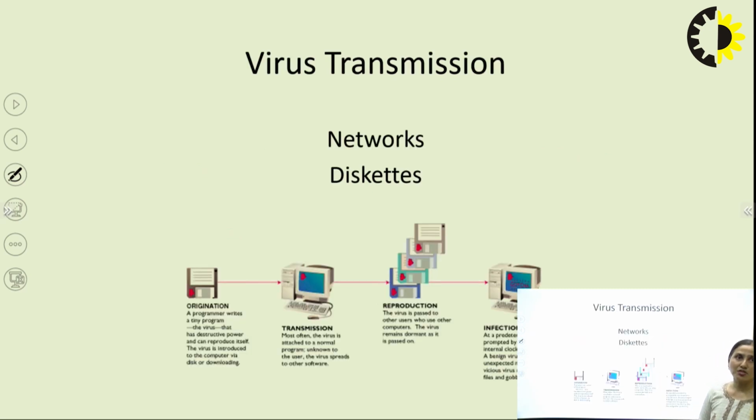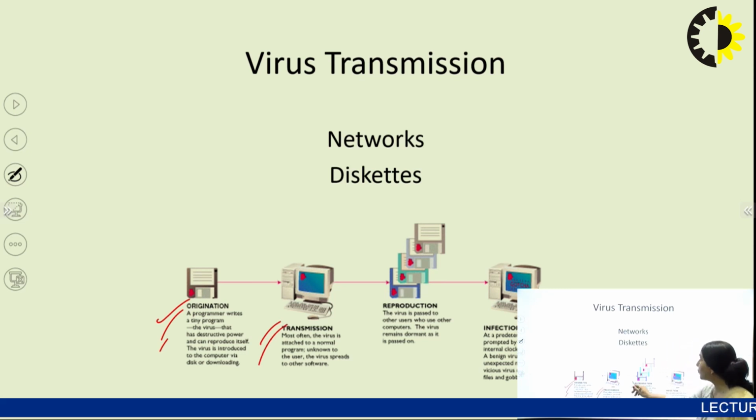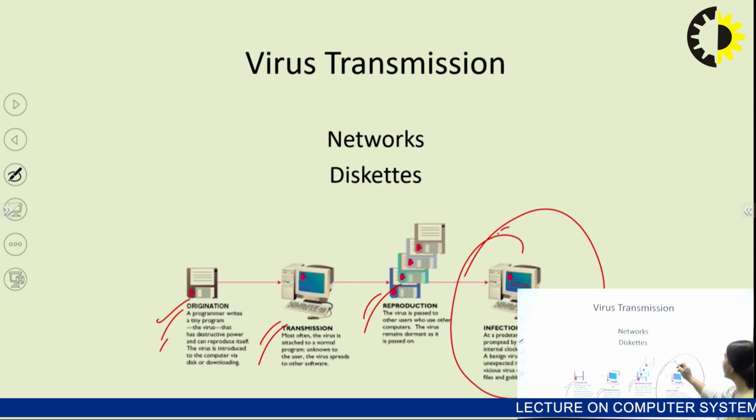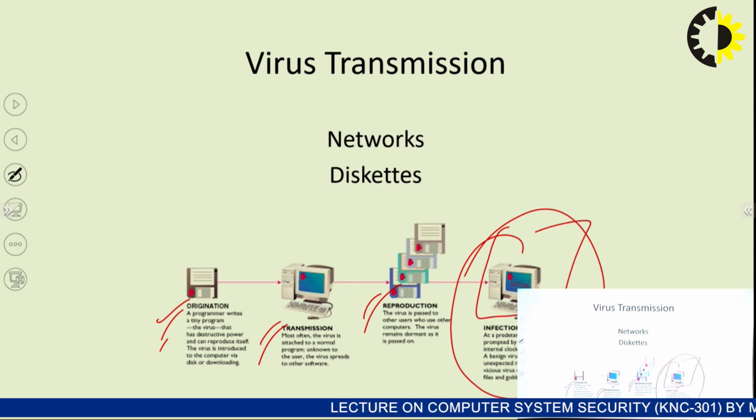So virus transmission: there is a network, a disk, and it can affect your complete system. Initially from the originator, the programmer writes a particular program. Then again the transmission mode, it is going to reproduce itself, and then it is going to infect or affect a particular type of system. At a particular predetermined time, they are triggered by the computers, and it is going to affect that particular system.